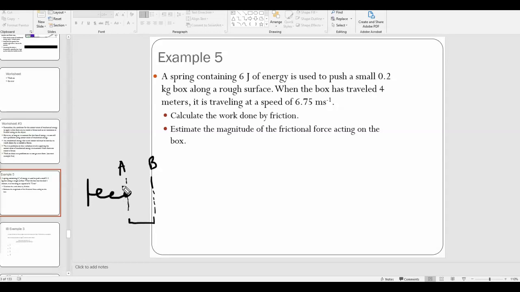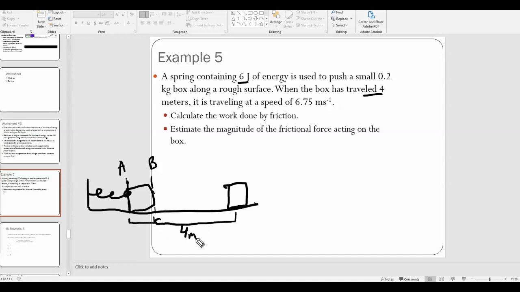It doesn't matter. Okay, but at some point it has 6 joules of spring potential energy, and the spring is going to push a box. Let's say here's the box, and then what's going to happen is the box is going to slide across the ground. So let's say the box ends up over here after the box has traveled 4 meters. Okay, so let's say this is 4 meters. Now I'm going to call this point C.